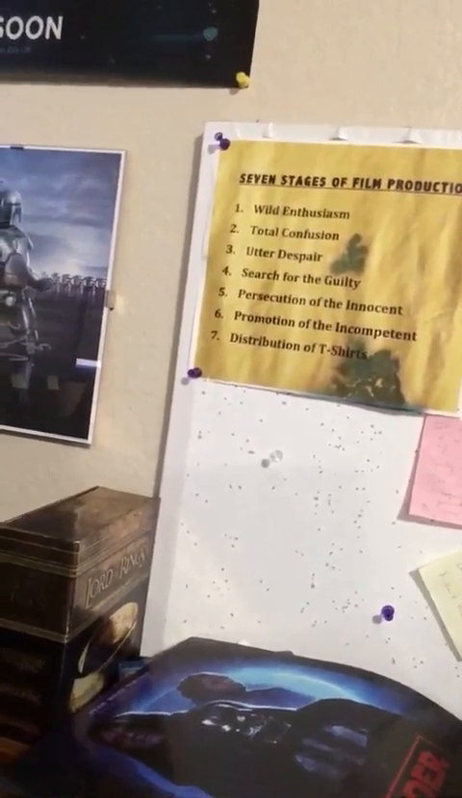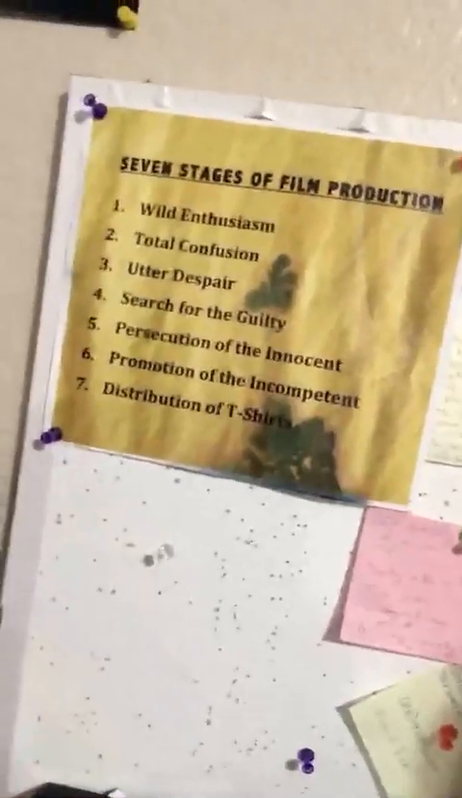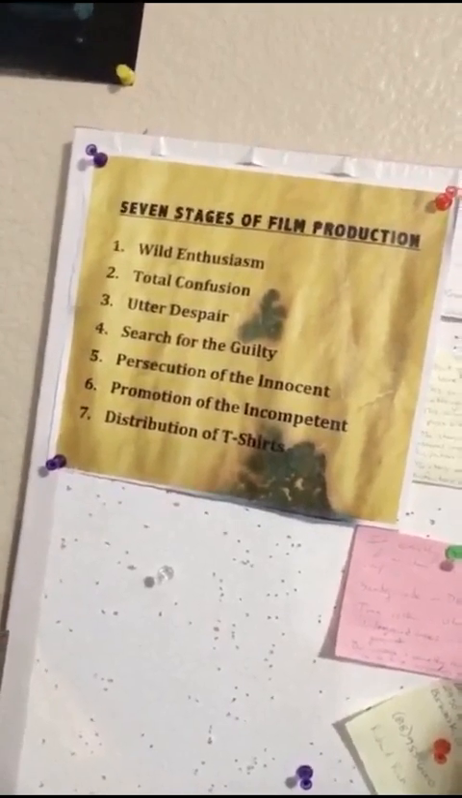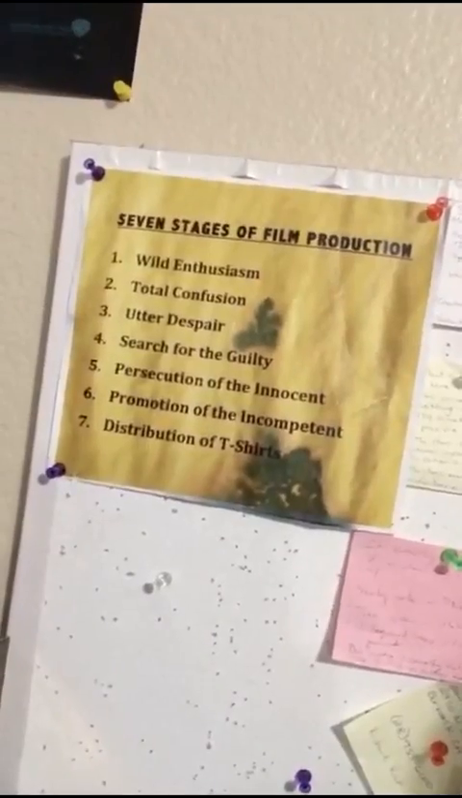I got a few movie ideas there that I won't show you. This first step is wild enthusiasm. You're always super excited to make a movie, right? Then you get total confusion. Like, oh man, I was going to do this, then I was filming. Then you search for the guilty parties who are causing all your problems. And then, of course, you punish the wrong people that aren't actually responsible.